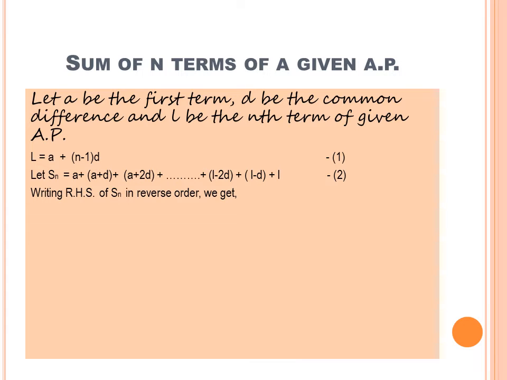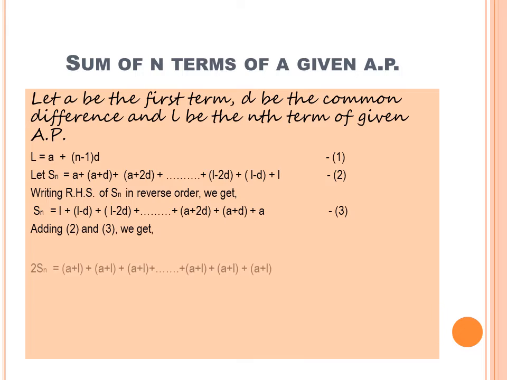Writing the right hand side of Sn in reverse order, we get Sn is equal to l plus (l minus d) plus (l minus 2d) and so on, plus (a plus 2d) plus (a plus d) plus a. In this, if you look at this sequence, l was your last term and the previous term will be l minus d and the previous to that will be l minus 2d. So considering this, we have written the sequence and then the reverse order, and call this equation number 3.